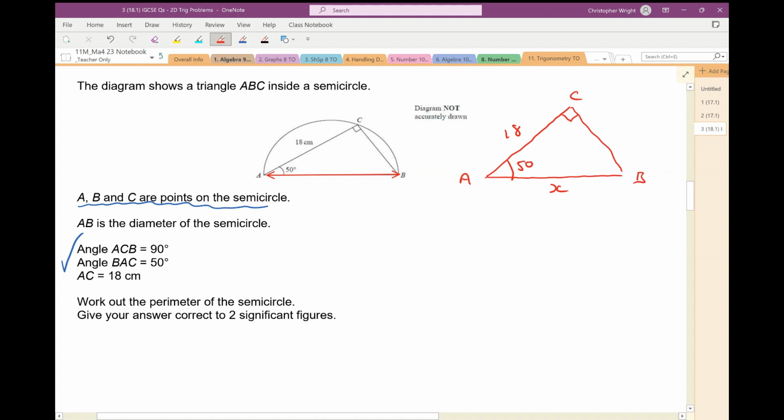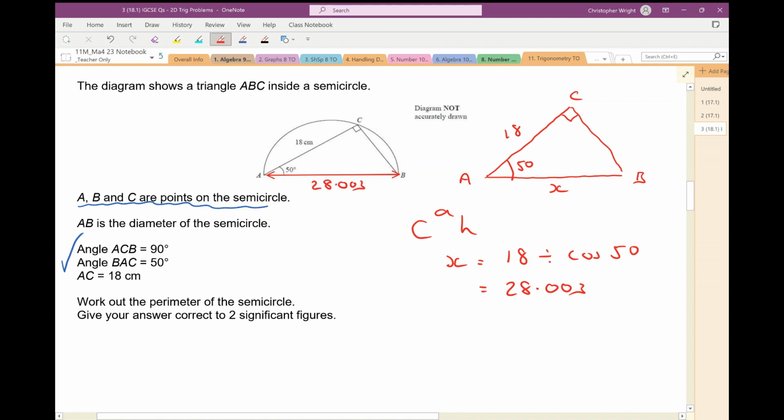And I'm also given the 18, the adjacent. So I'm going to be using cos, and the hypotenuse x is going to be the adjacent 18 divided by cos 50. Well, 18 divided by cos 50 gives me 28.003. So that is this length here, 28.003.